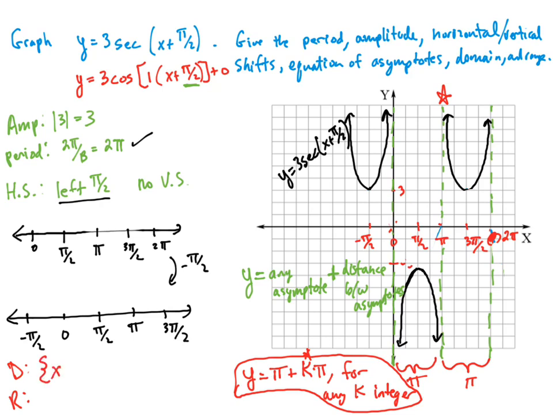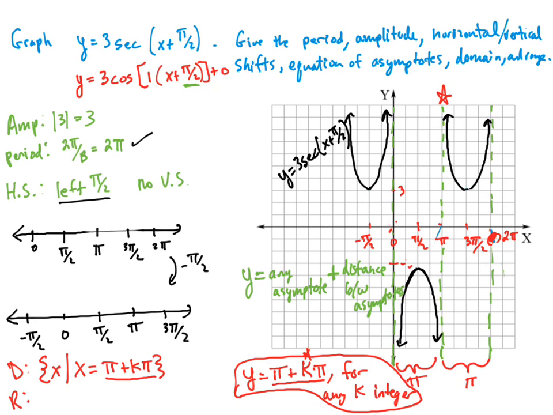We can say all x such that x does not equal, we can use the exact same formula for the asymptotes. So what this is saying is we figured out an equation for the asymptotes. So what this means is x takes on every single value except for whenever we have an asymptote.